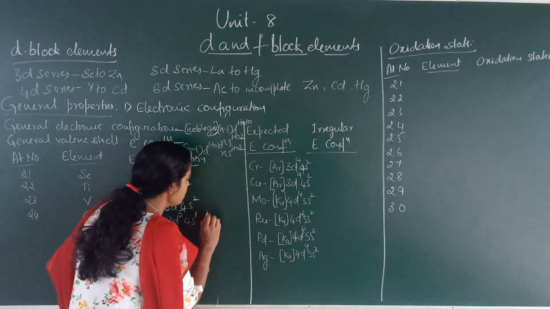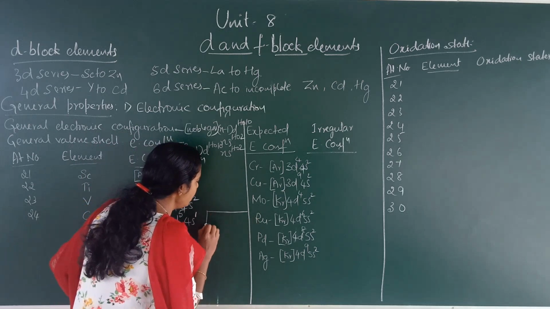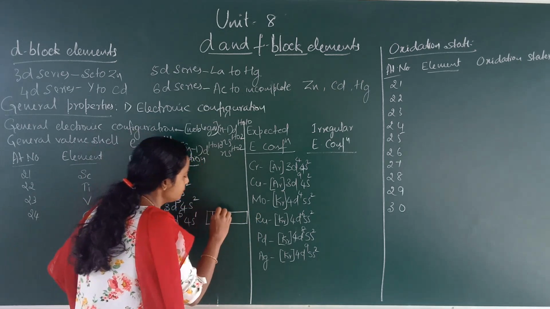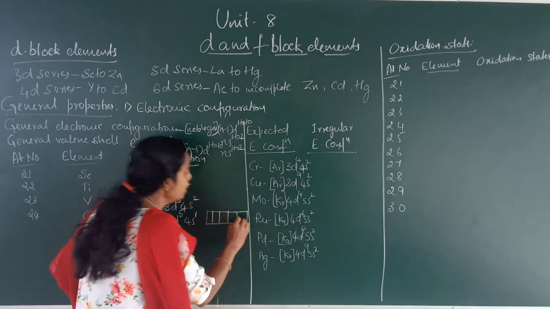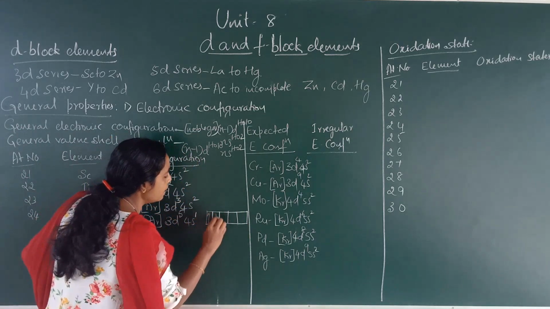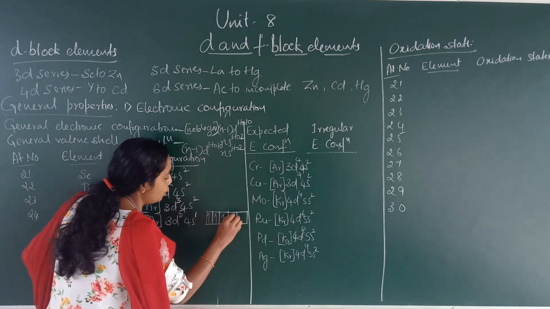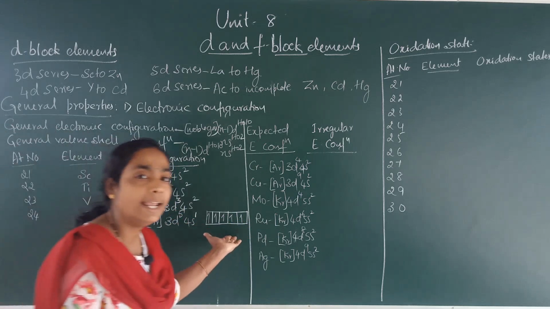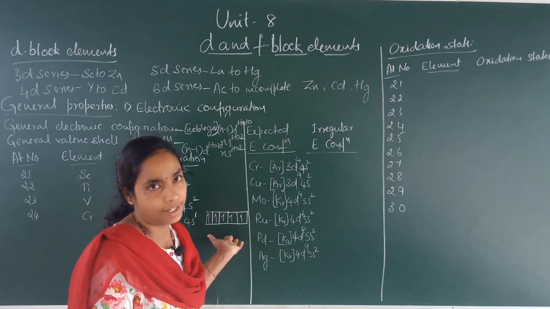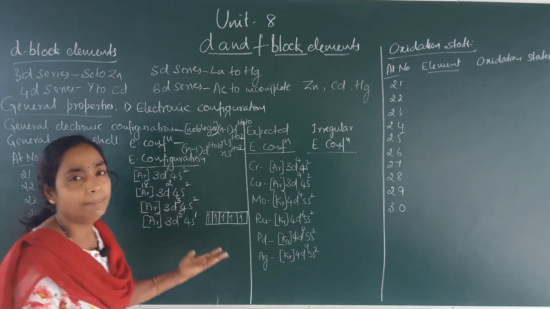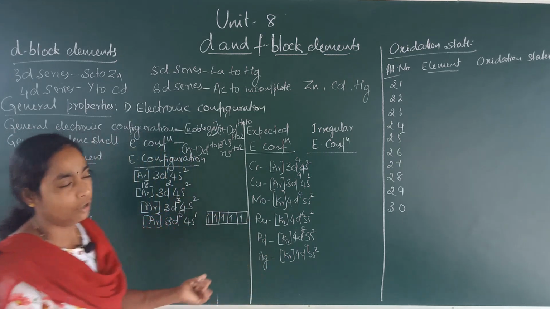This is because, you know, the d subshell contains 5 orbitals. If I write the d5 electronic configuration, all the d orbitals contain 1 electron each. That means it shows exactly half-filled electronic configuration. The exactly half-filled electronic configuration is more stable than the other electronic configurations.